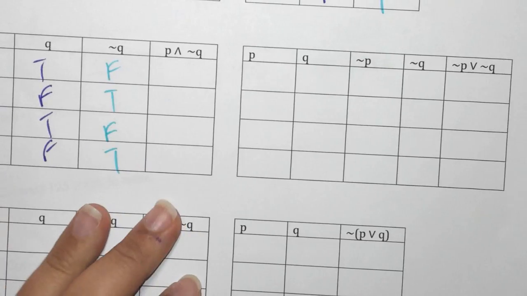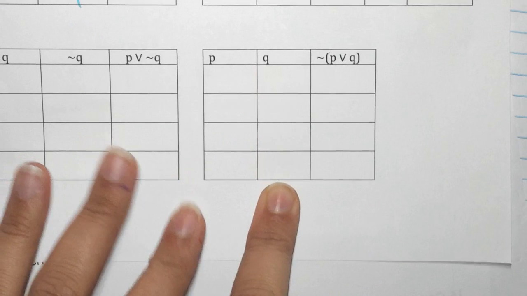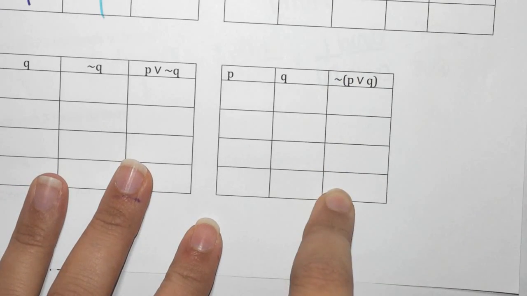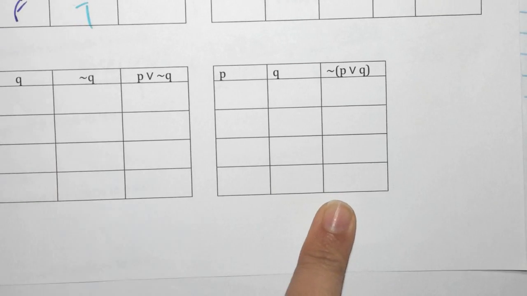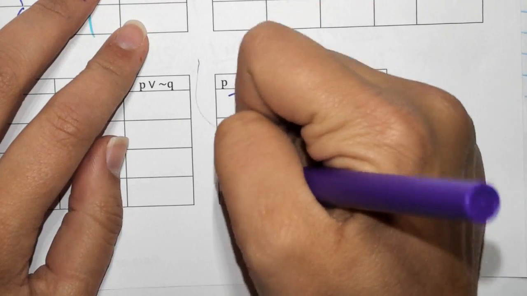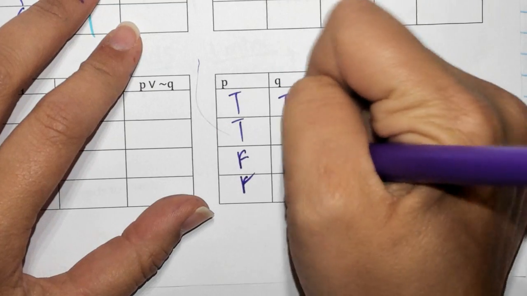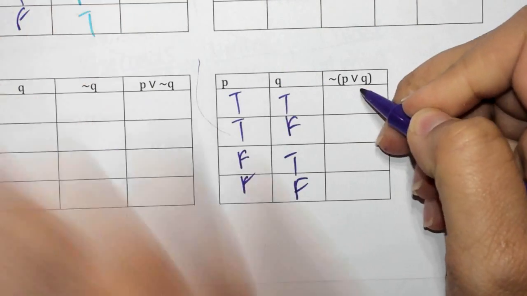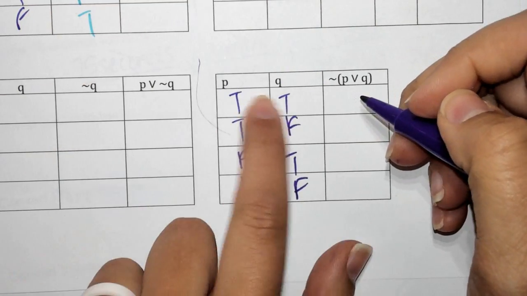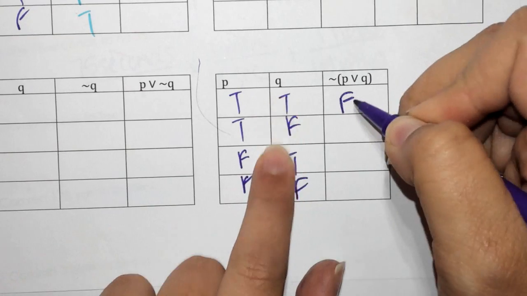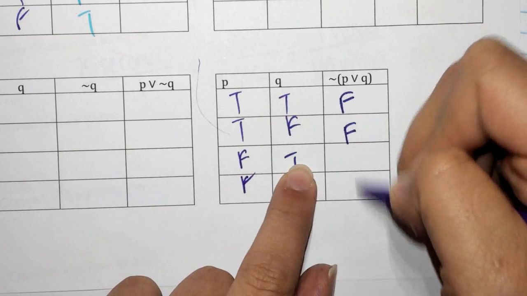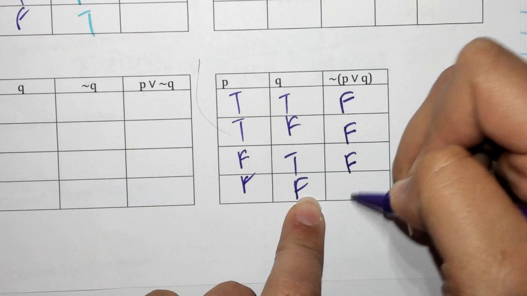Devin. Right here? Yeah. So it's true, true, false, false, true, false, true, false, right? So or, one of them has to be true. So that would be true, the negation would be false. That would be true, the negation would be false. That would be true, the negation would be false. That one would be false, the negation would be true.